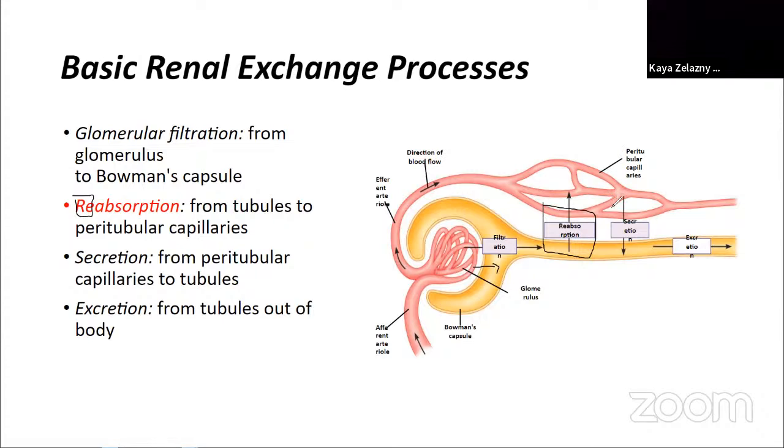And then secretion. Sometimes we'll see things moving from the peritubular capillaries into the filtrate. So we secrete stuff, squeeze it out into the tubules. And then excretion is out of the body, aka urination for our purposes here. Those are all terms talking about the direction of flow, where these materials are being exchanged.